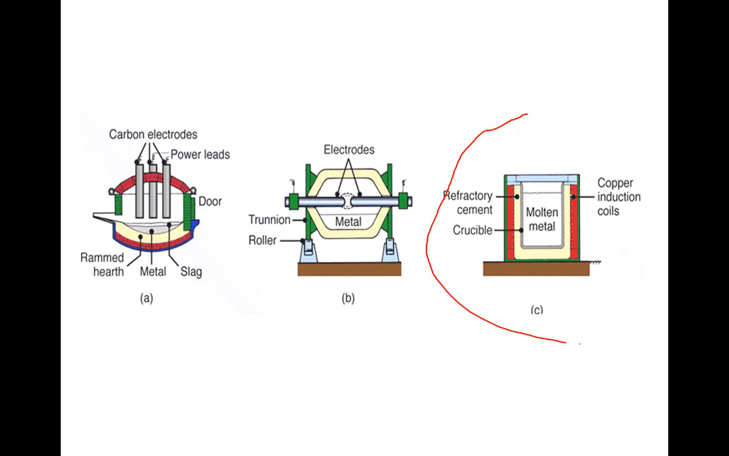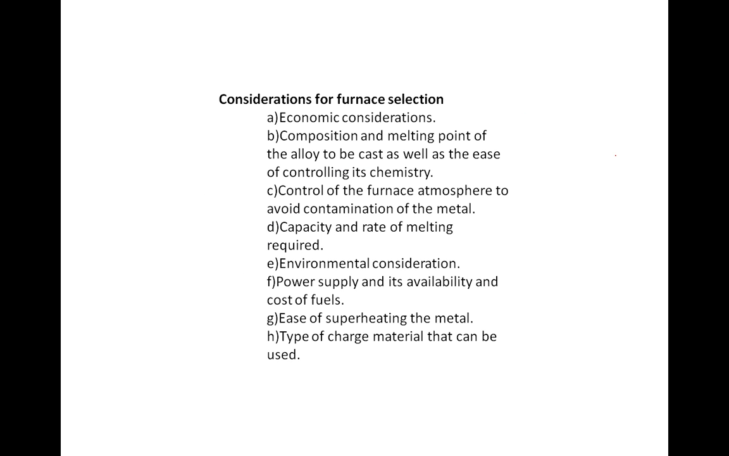This is the induction furnace. These are the various copper coils, induction coils. This is the refractory material, cement, and this is the crucible. Inside this crucible you are heating the metal, and when you convert it into molten form, you take out this crucible from the furnace and pour it into the previously prepared mold cavity.